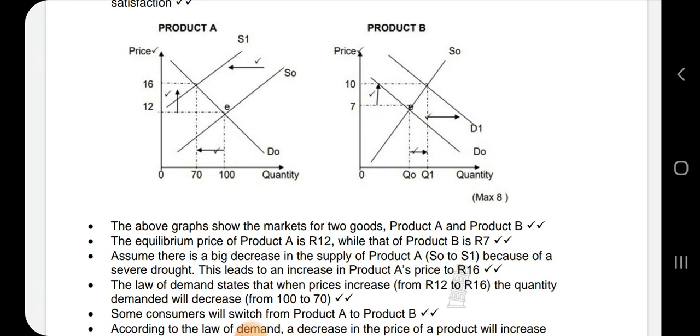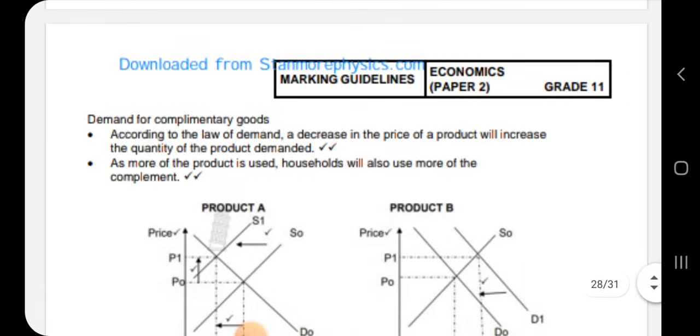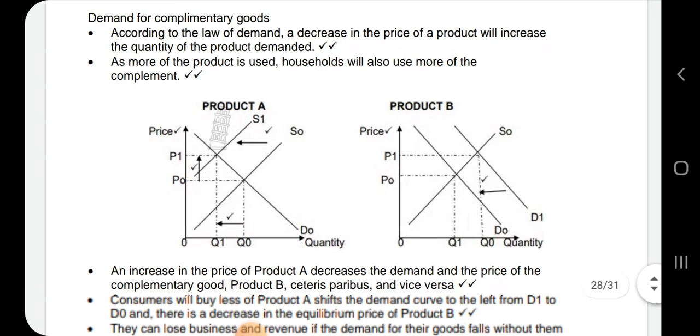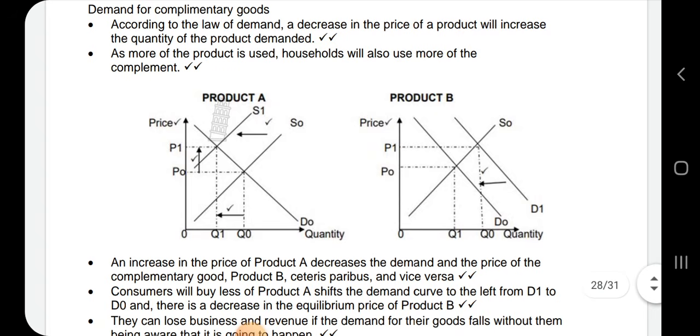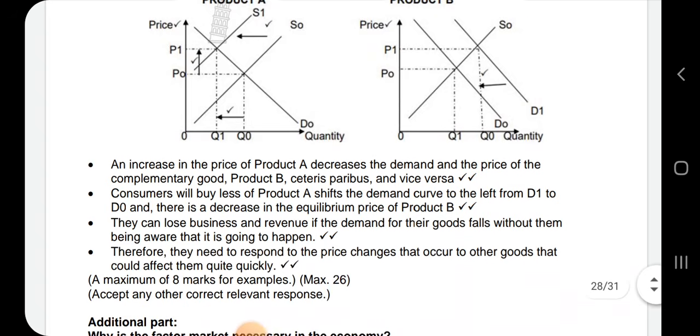to have a clear illustration of these graphs so that you understand them, and then you'll be able to write about them. So that is what you have written with regards to demand and supply. And then we have demand for complementary goods, and here is the essay.